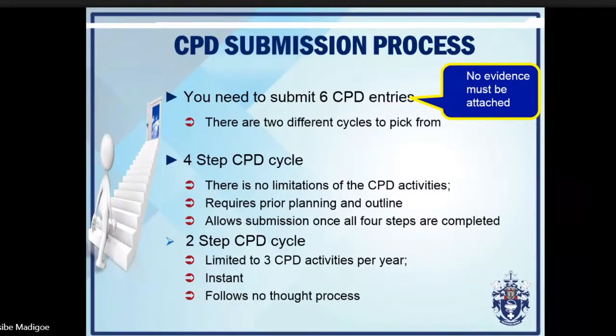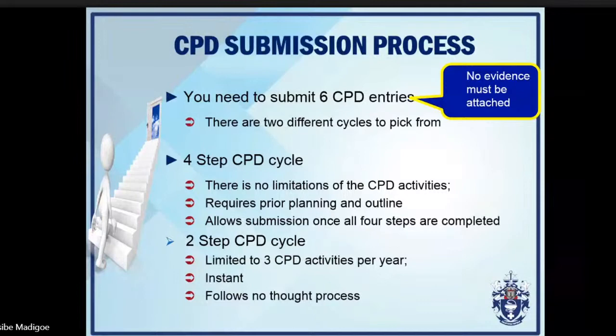You can start the steps at any point in time. It consists of reflection, planning, evaluation, and implementation, but you can start at any point; it will not allow you to submit if you did not complete all 4 steps. On the 4-step cycle, there is no limitation on how many CPD activities you can fill in. You can fill in as many as you want, and the system will not stop you. But on the 2-step cycle, you are limited to 3 CPD activities for the year. So only 3 on the 2-step cycle, and then the rest you can do on the 4-step cycle.